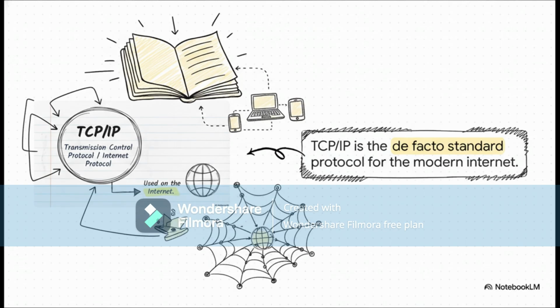And just like any good system, there's a main rulebook. For the internet, the big one is called TCP/IP. That stands for Transmission Control Protocol and Internet Protocol. So think of the IP part as the one that figures out the correct address to send your data to, kind of like a postal service. And TCP is the part that makes sure all that data actually gets there in the right order with no mistakes. They're the power couple that runs the internet.